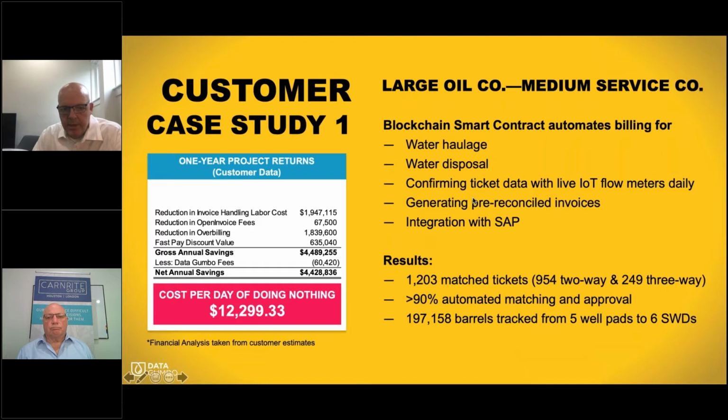And the cost of not doing anything is $12,000 a day. So you can see that if companies are aggressively attacking these kind of opportunities, there's significant savings. This is just water. You can imagine the same thing with diesel and crude chemicals and crude oil. There's big opportunities within our companies to be able to save money. The next slide, Maxine.